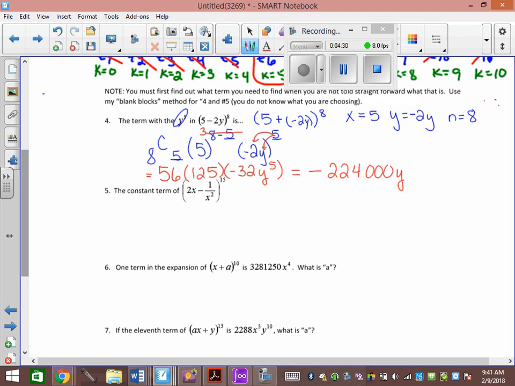Y to the 5. Now, if they ask me for the term, this is correct. If they ask me for what term number contains y to the 5, what would my answer have been? K is 5, so what term is this actually? 6.